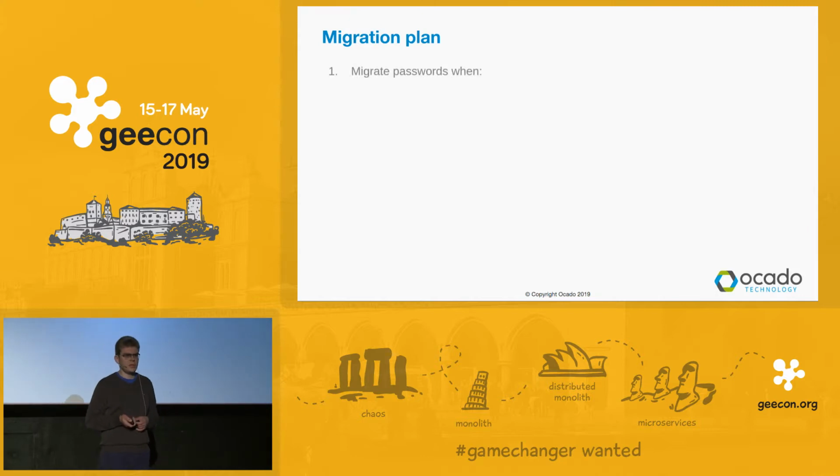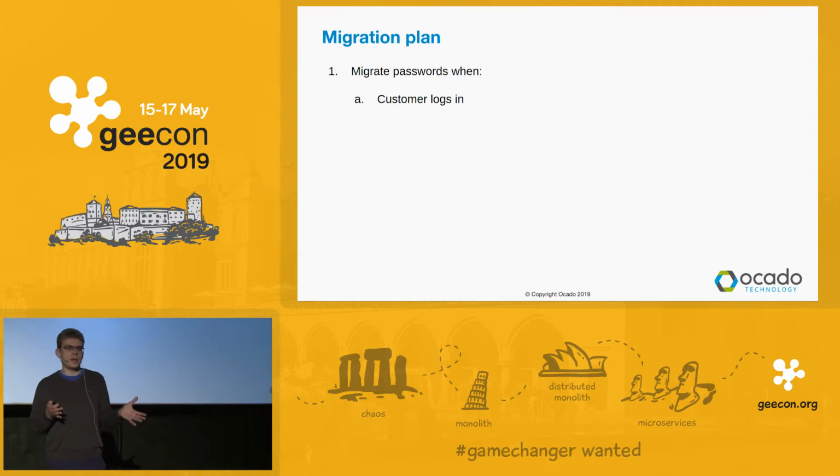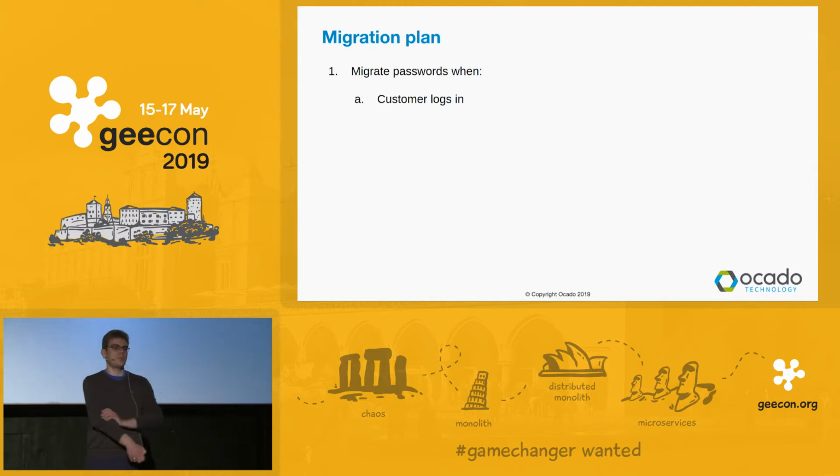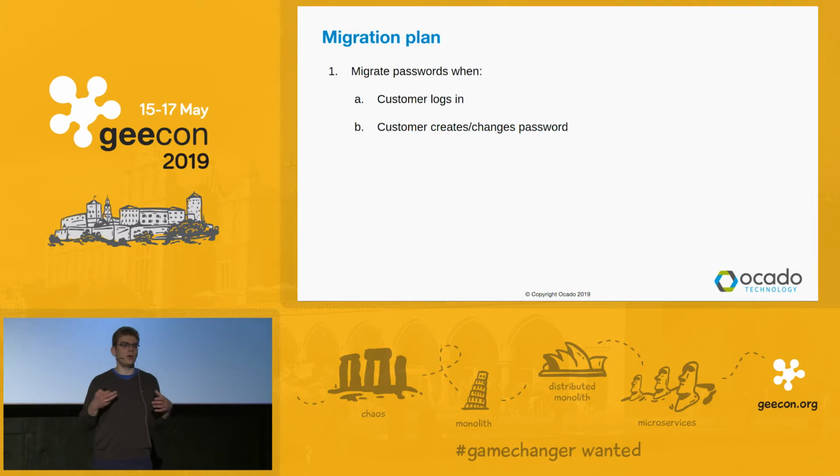That's the easiest thing. So we then can verify that the password hash is correct, and you can change it to a different hash because we have a plain text password. When a customer creates and changes a password, we can also migrate the hash because we also have the plain text password.